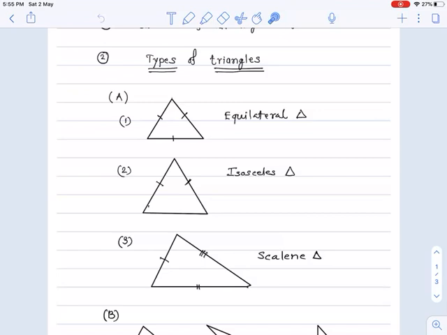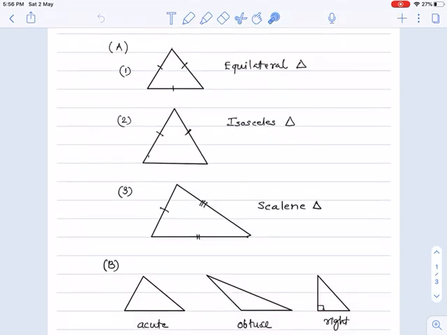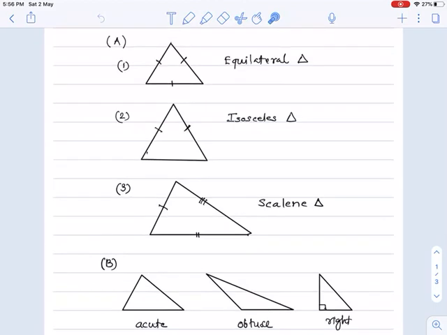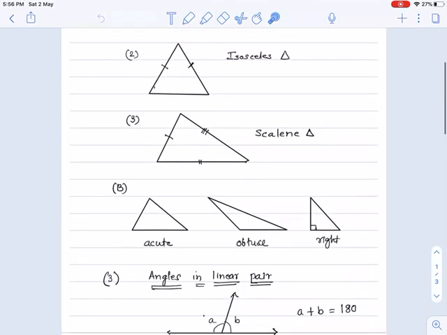The second type of triangle based on sides is isosceles triangle. In an isosceles triangle only two sides are congruent. The third type of triangle is scalene triangle. In a scalene triangle no two sides are equal, means the three sides have different lengths. So based on sides there are three types of triangle.